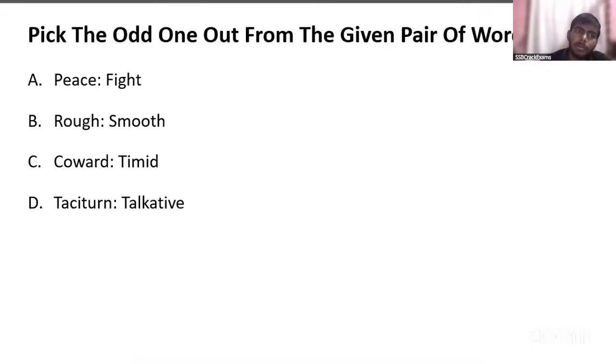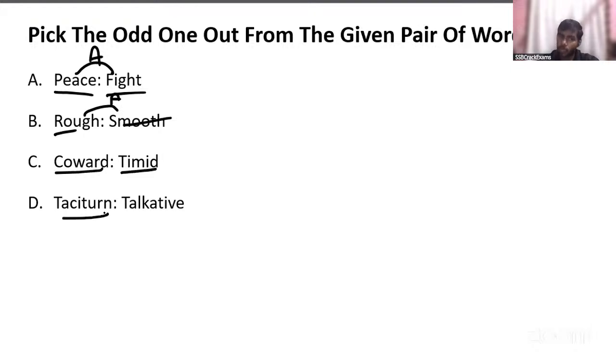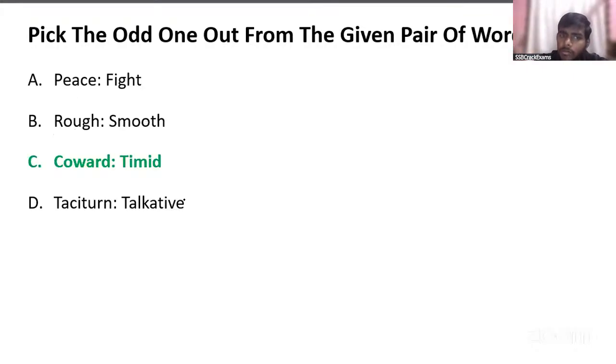Here the question is given: peace, war. How will we get this answer? Peace means calm, war means attack or something, so they are antonyms. Rough and smooth, again they are antonyms. Coward, timid. If you don't know, you can say tactical or talkative. Yesterday I think I told you one word, taciturn, the opposite of talkative. Do you remember it? These are also antonyms. Coward will be the answer.